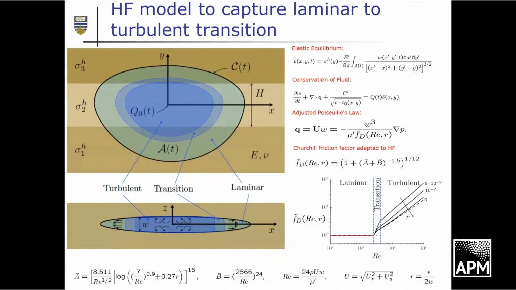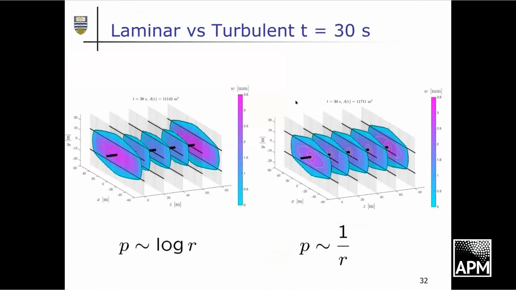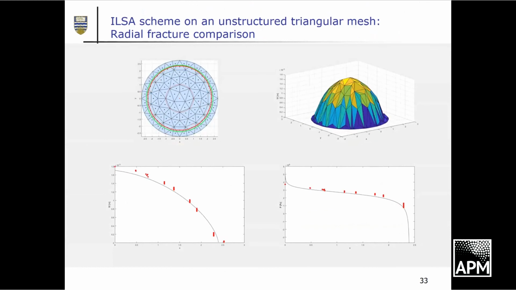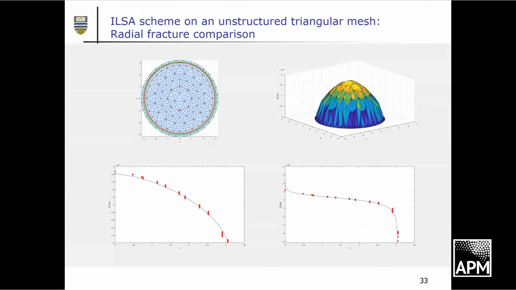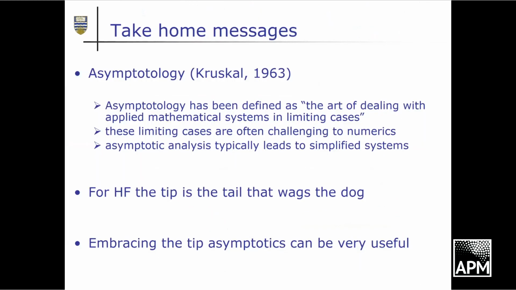We've also looked at laminar to turbulent transition. Basically, you can introduce this adjustment to the viscosity, which captures turbulence, in fact. And you can see the difference between turbulent and laminar, less stress shadowing. And you can also take it to 3D. And I think that's pretty much all I wanted to say. So that'll leave a few minutes for questions, I guess.